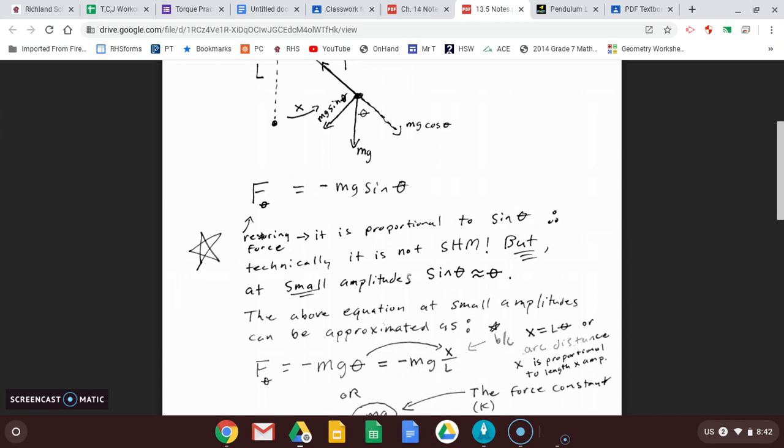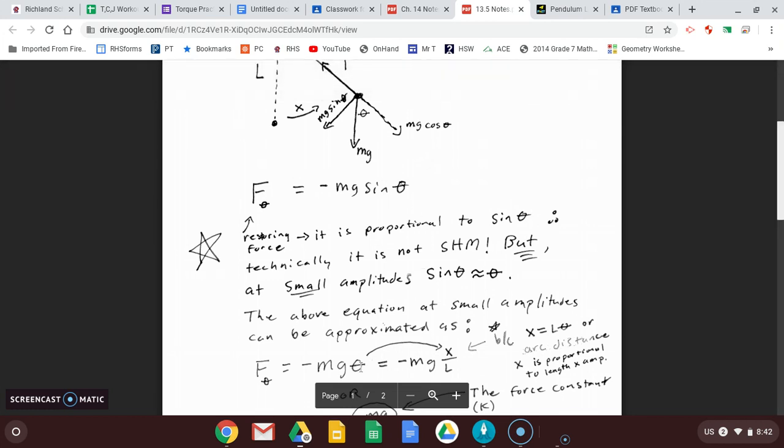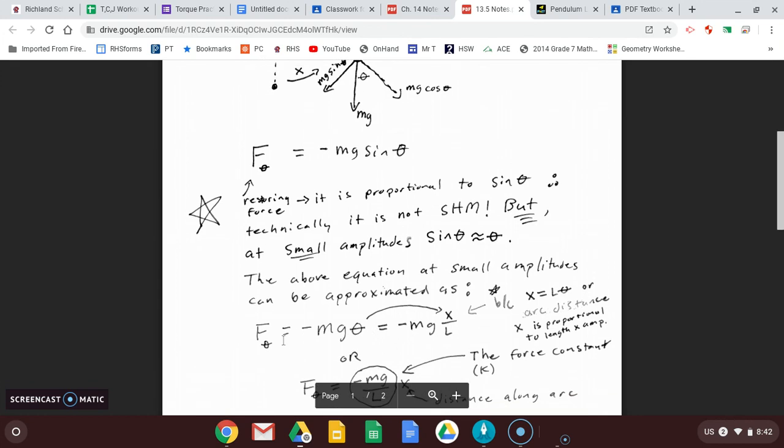It's extremely close. So if that's the case for small angles, instead of sine theta in this formula we got from the body diagram, I could replace it with just theta, since they're so close to the same thing. So now I get a formula only for small angles where F is proportional to theta. And now we can use simple harmonic motion formulas and ideas on simple pendulums.